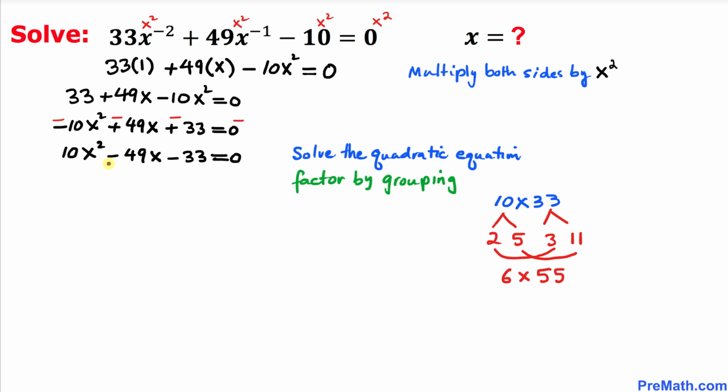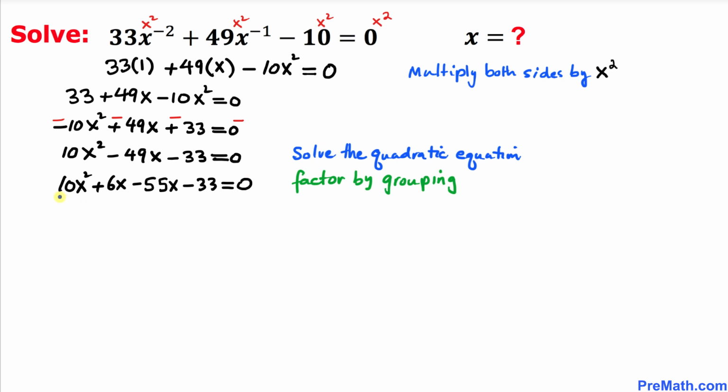So therefore, we are going to replace this negative 49x by these numbers. I can write this as positive 6x minus 55x. So let's write down 10x squared and then positive 6x minus 55x minus 33 equals 0.